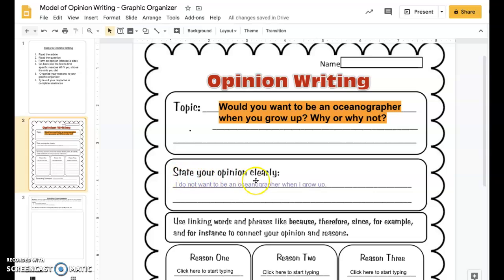The third step, form an opinion or choose a side. That's here where it says state your opinion clearly. I wrote, I do not want to be an oceanographer when I grow up. If you had a different opinion, you could write, I would want to be an oceanographer when I grow up. But because this is my opinion writing, I chose I do not want to be an oceanographer when I grow up.